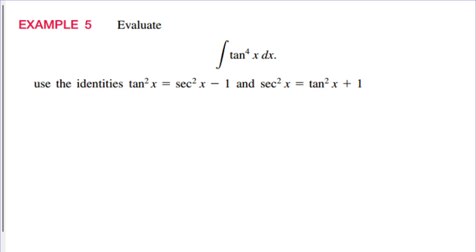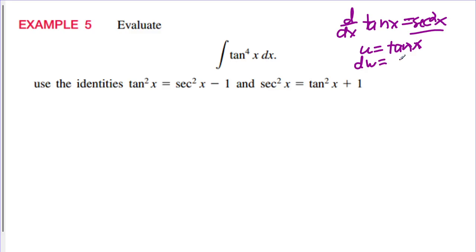That takes us to example 5. We can do a similar thing with integrals with tangents, recalling that the derivative with respect to x of tangent of x is secant squared of x. So here our goal is that we want to try to get secants, therefore we can set u equal to tangent of x, and therefore du can be secant squared of x dx. So we're going to use the identity tangent squared of x is equal to secant squared of x minus 1, and secant squared of x is equal to tangent squared of x plus 1.